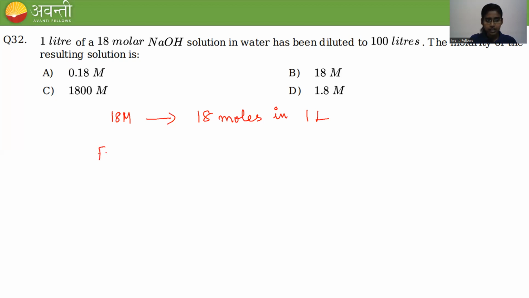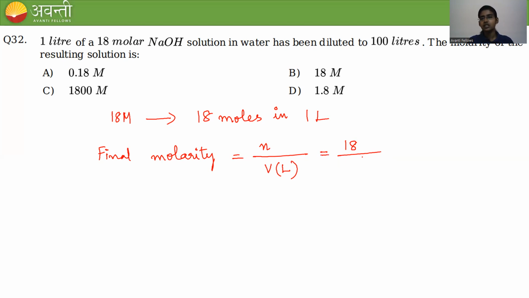So what is the final molarity? The formula for molarity is the number of moles of solute divided by the volume of solution in liters. The number of moles remains the same, 18, and only the volume changes: 1 liter is getting converted to 100. So the answer will be 0.18 molar. So option A is the correct answer for this.